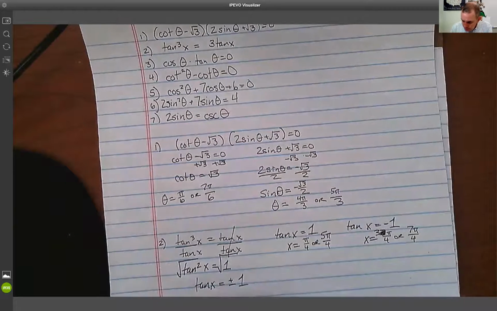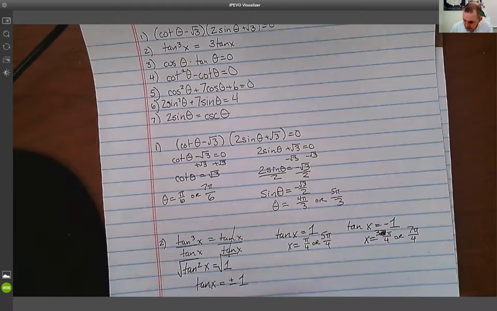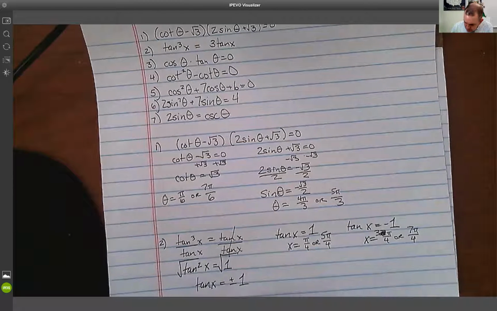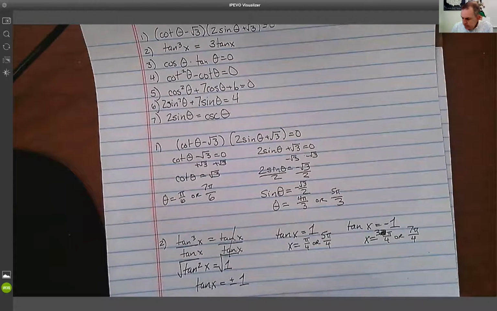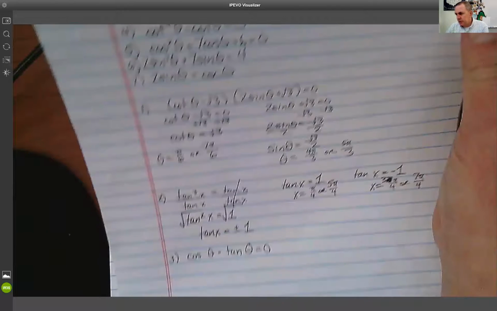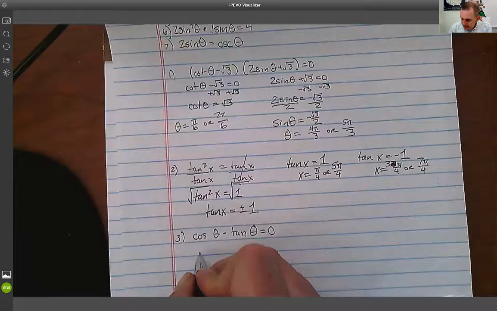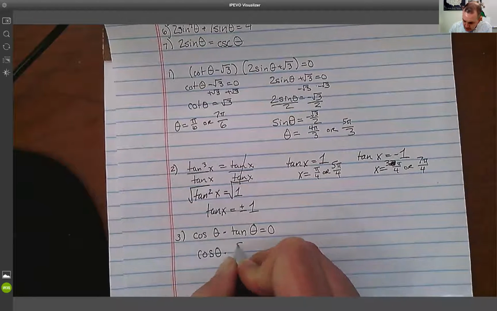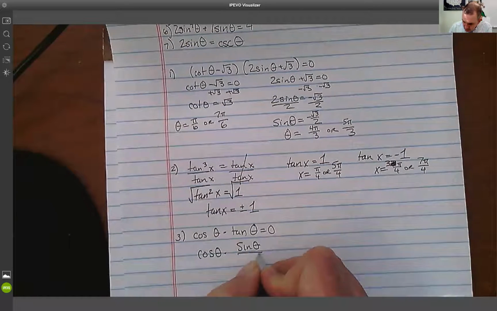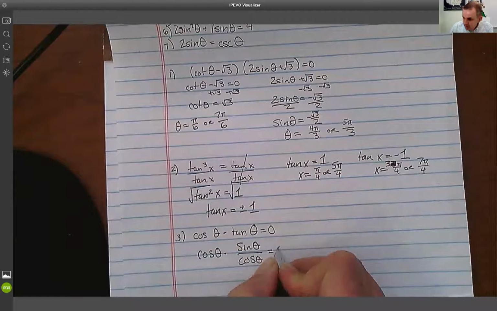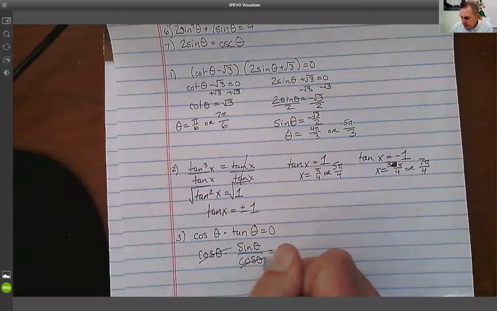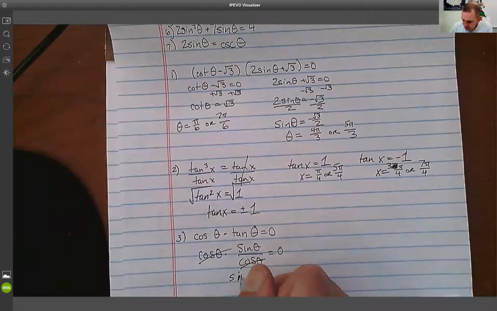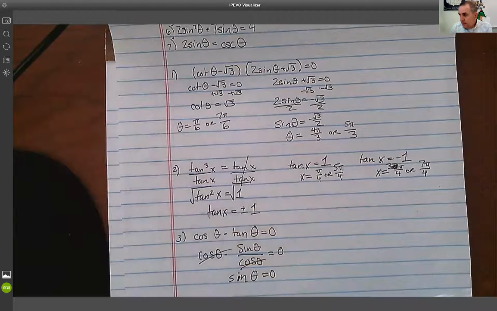Next one, number 3. Cosine theta times tangent theta equals 0. This is where I'm going to use one of my identities. My identity here is that tangent theta is the same as sine theta over cosine theta. The cosine thetas divide out to 1, they cancel out. So we get sine theta equals 0.